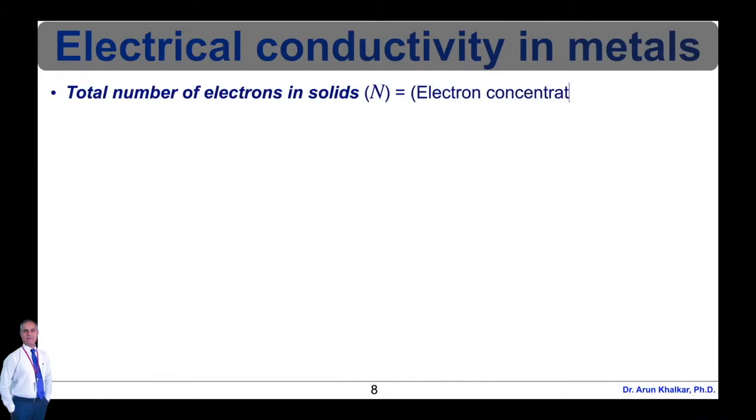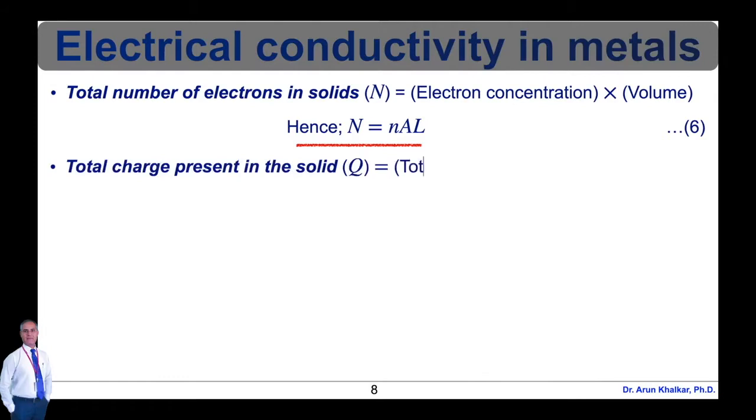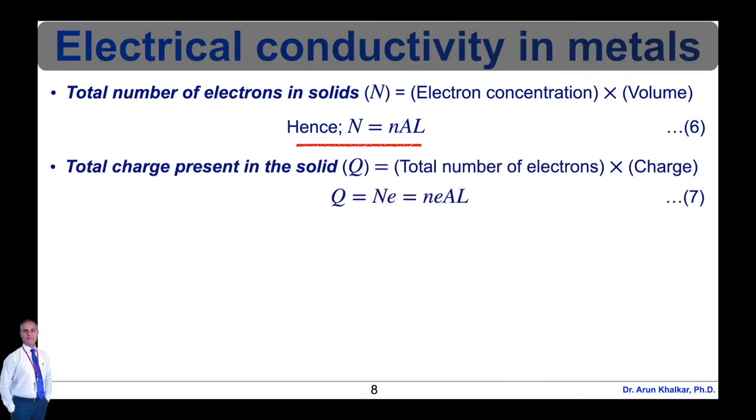Therefore, the total number of electrons in the solid, capital N, is equal to electron concentration into volume. Hence, capital N is equal to small n into capital A into capital L. Let's say this is equation number 6. Now, the total charge present in the solid, that is capital Q, is equal to total number of electrons multiplied by charge. Therefore, capital Q is equal to capital N into small e, that is equal to small n into small e into capital A into capital L. Let's say this is equation number 7.